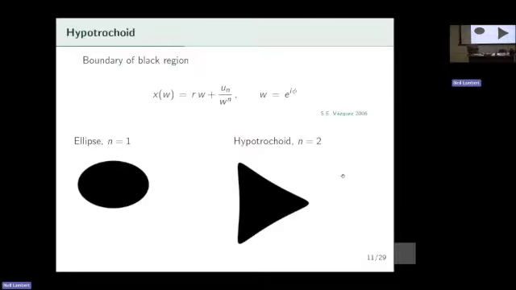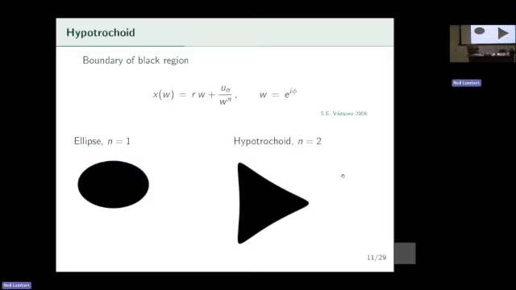That's the equation in complex coordinates. W is a complex number which sits on the unit circle. For n equals 1, this curve simply reduces to an ellipse, and for n equals 2, it looks like a deformation of the triangle with rounded corners.